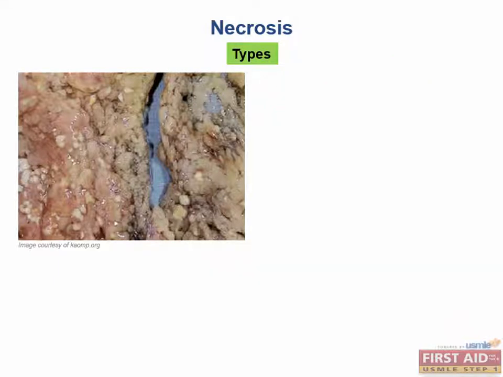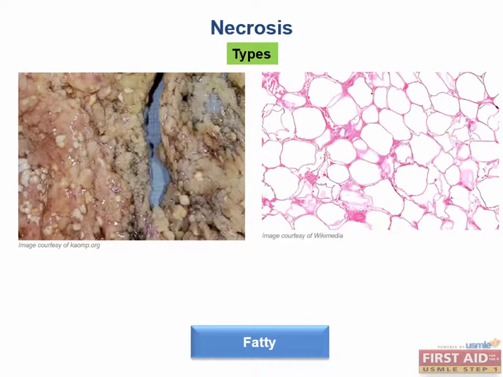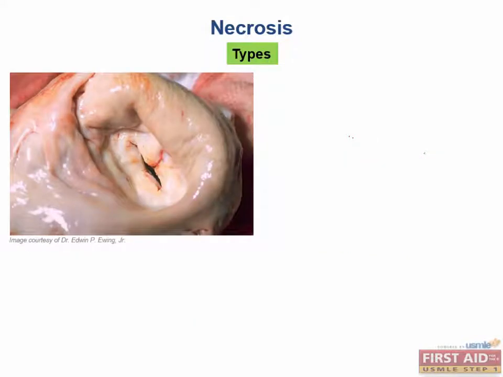So, first of all, what type of necrosis is this called? Fatty necrosis. Okay, good. And what do you think this is going to look like under the microscope? Well, you'll see calcification, as expected, intermixed with fat lobules. Sounds appetizing, right? Okay, next example. This is a fun one.